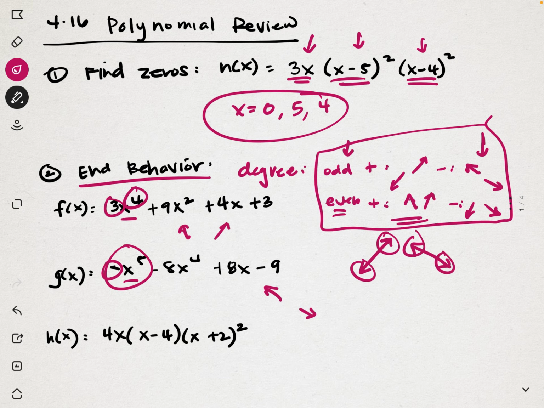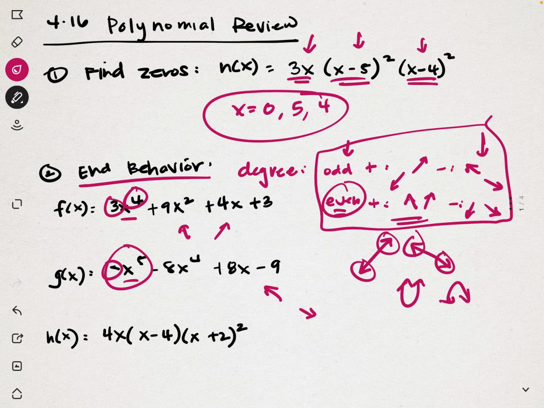And then likewise for the simplest even, a positive even is a parabola, which is up and up. A negative parabola is down and down. So we can use these to guide our thoughts, or guide our problem solving.